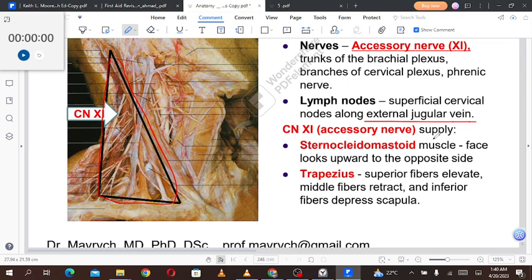Cranial nerve 11 is the accessory nerve. It supplies the sternocleidomastoid muscle, which turns the face upward to the opposite side, and the trapezius muscle, where the superior fibers elevate, the middle fibers retract, and the inferior fibers depress the scapula.